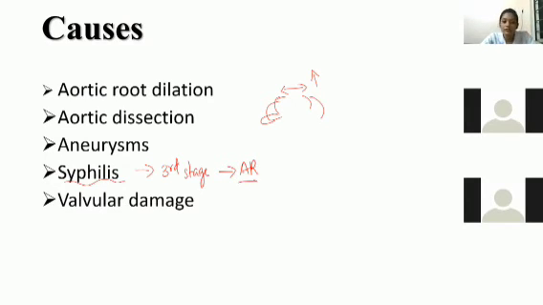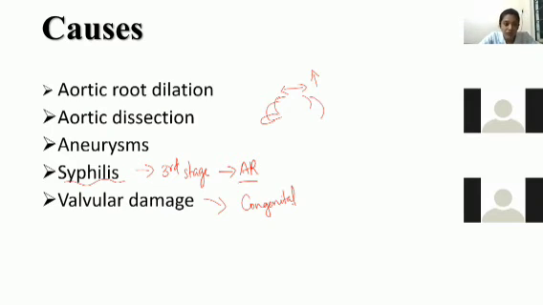Remember this: syphilis is an infection, mainly a sexually transmitted disease, and it can also cause aortic regurgitation. You can get a question like this one: which sexually transmitted disease can cause valvular disorders like aortic regurgitation? That is syphilis. Syphilis in its third stage can affect the aorta and cause aortic regurgitation. Whenever we study syphilis, we will discuss it in detail. Then valvular damage: already the valve is damaged, or a congenital disorder, where the valve is congenitally having some problems.